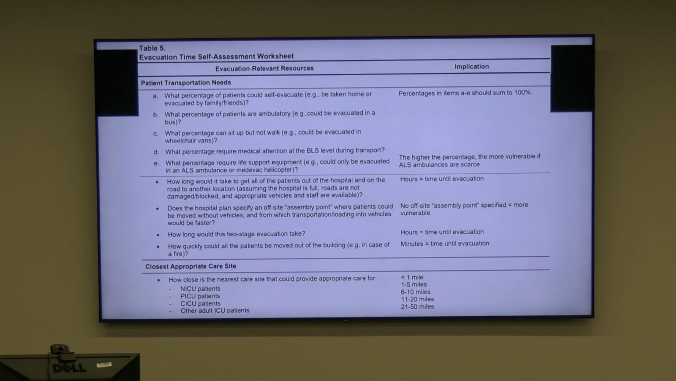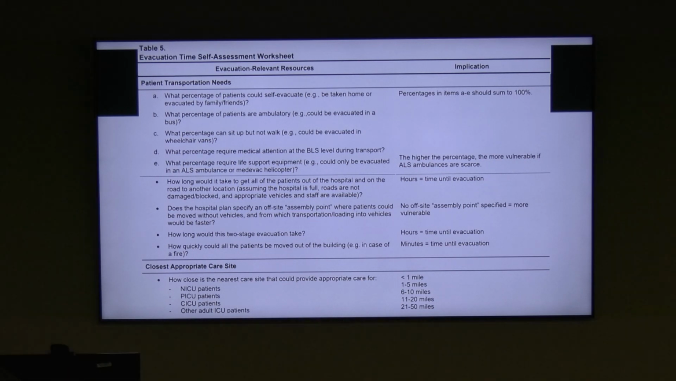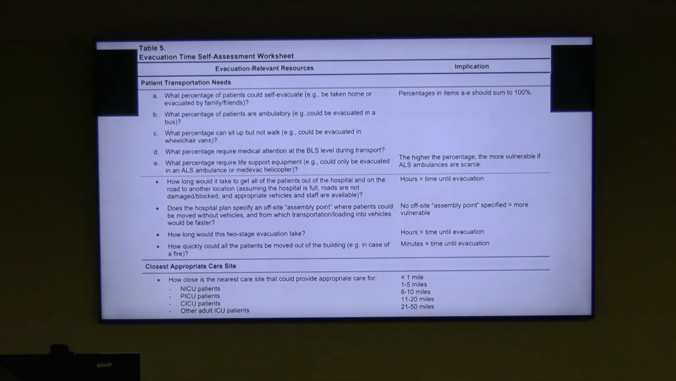It lists the evacuation-related resources and the implications of each resource. So if you're thinking about patient transport needs, it talks about things like what percentage of the patients can self-evacuate, and if the percentage is fairly high, that would be a good factor to decide to evacuate. Then, what percentage of patients are ambulatory? They can be evacuated in a bus. Maybe they have a broken hand or something like that. They might not be able to drive themselves, but they can be evacuated in a bus.